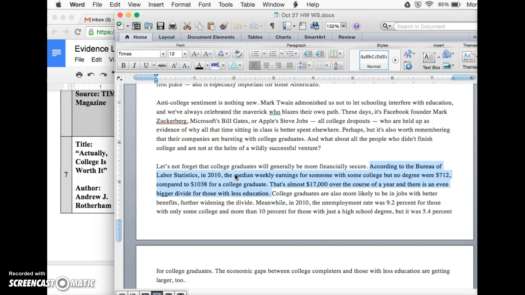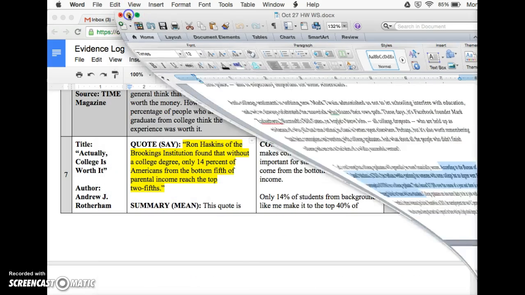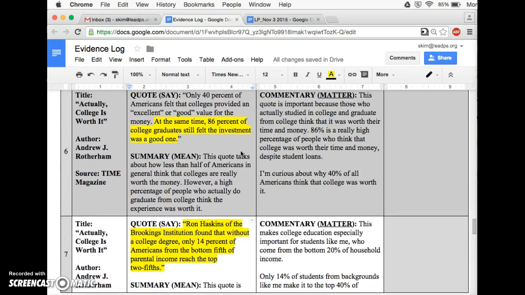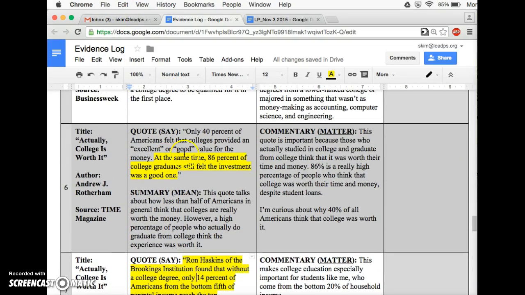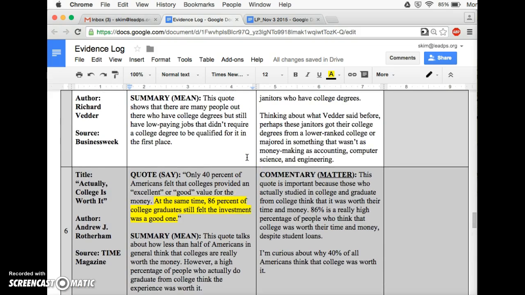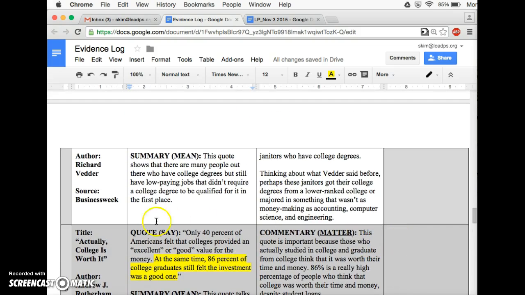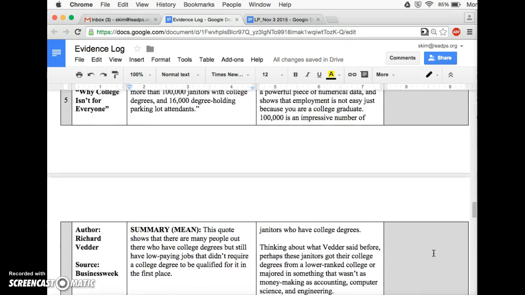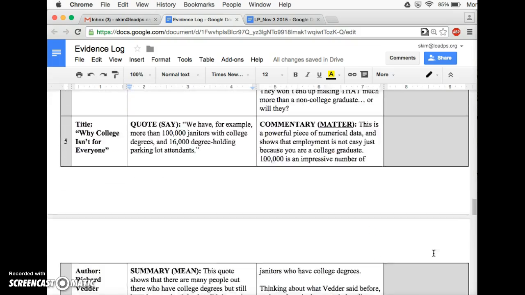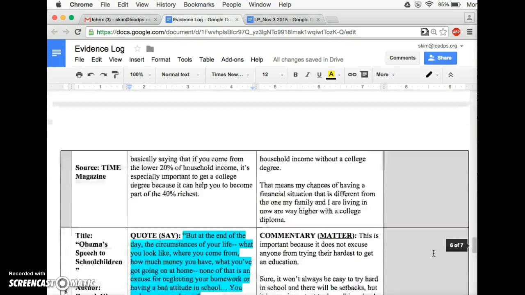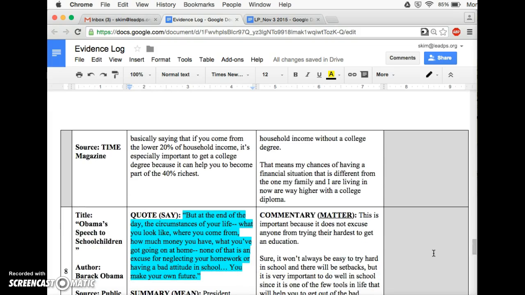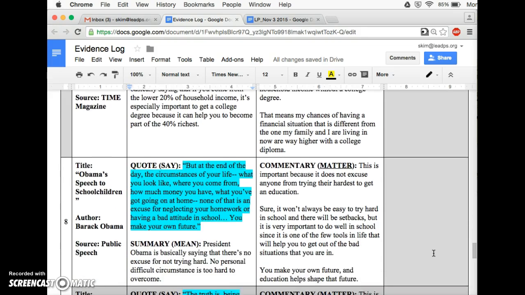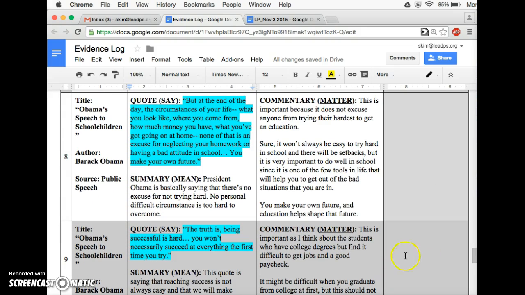This is the process that you'll be going through in your evidence log right now. Go through, take away any evidence that you think is not quite powerful by filling in the boxes with gray. Add more powerful information that you remember reading from our articles, so the Vedder, Rotherham, Lenhart, and Obama articles. Take the time to do that now.